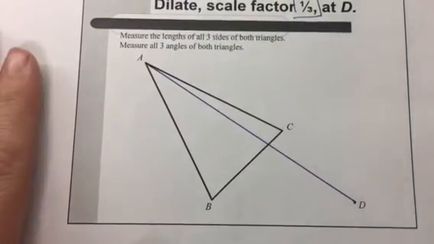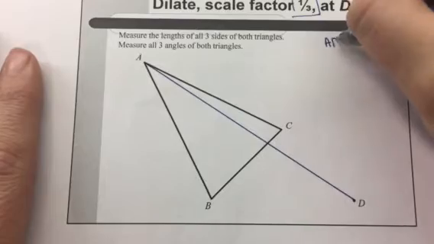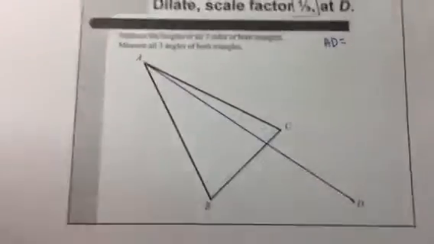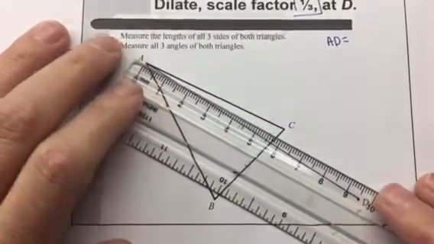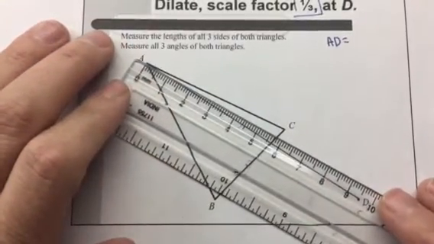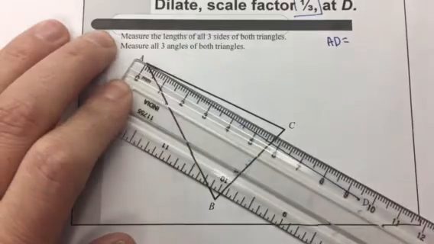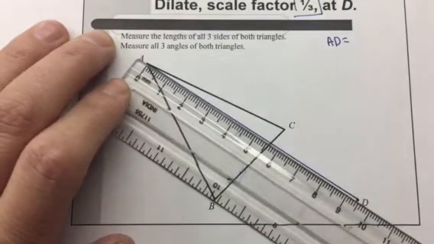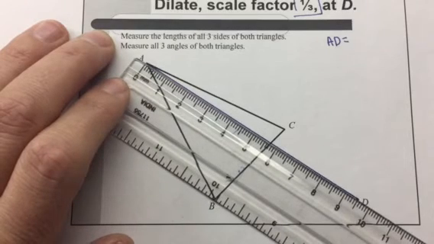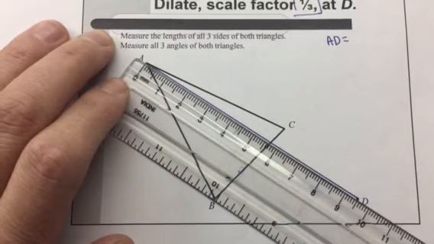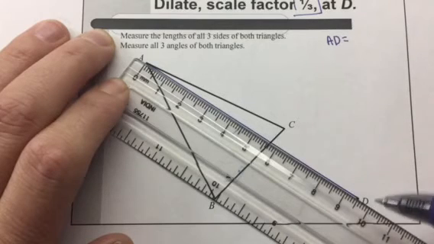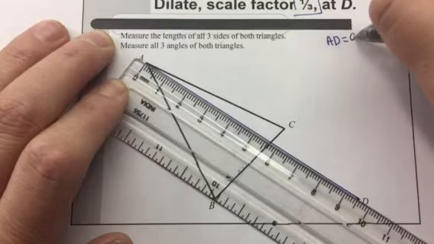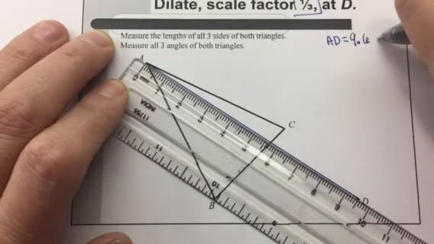All right, the next thing we want to do is measure the distance from A to D. I recommend using the centimeter side of your ruler. Sorry, my camera's on a stand and I keep bumping it. From A to D, we want to line it up as precisely as possible. All right, and I'm getting between 9.5 and 9.6. I think it's a little closer to 9.6. So I'm going to say that AD is 9.6 centimeters.